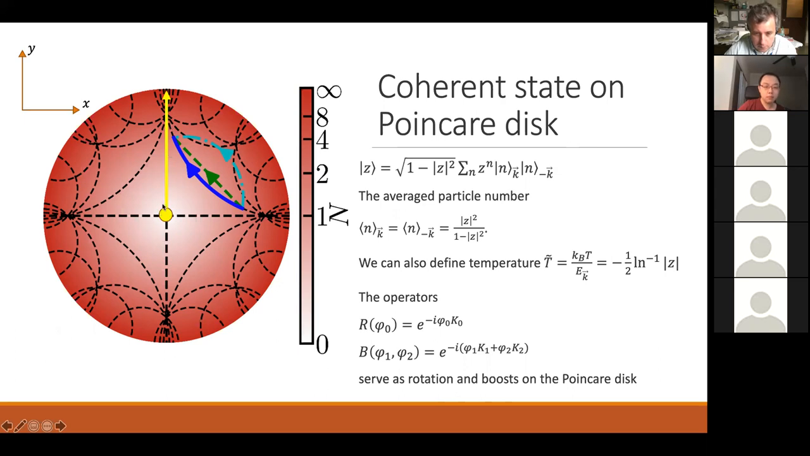So I'm asking, in your coordinates, the boundary of the Poincaré disk is at what z? Z equals one, the absolute value. Z equals zero is the center. In the center, yes. I see, okay, thanks.